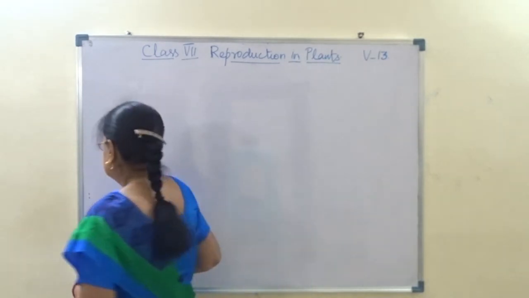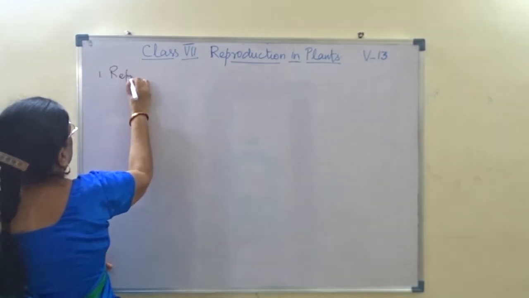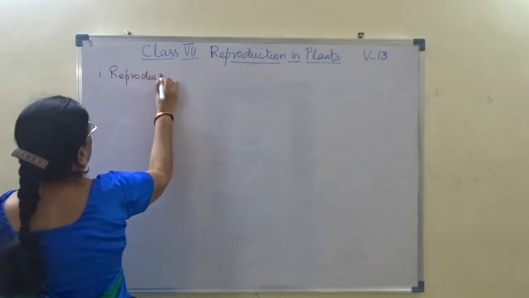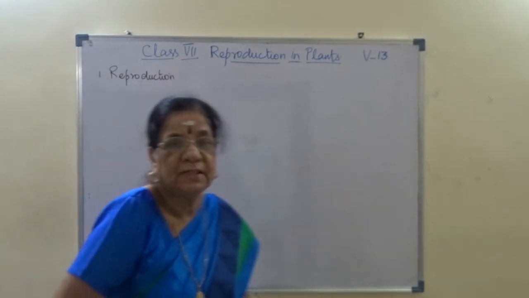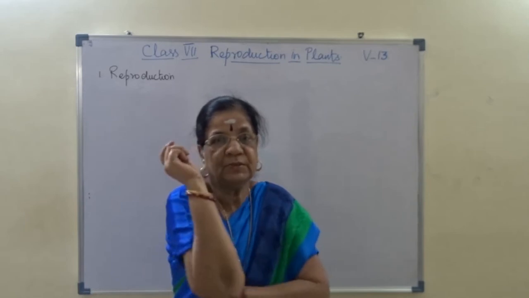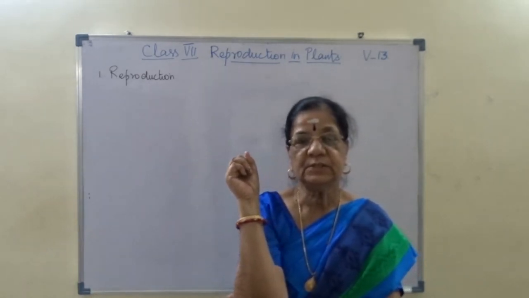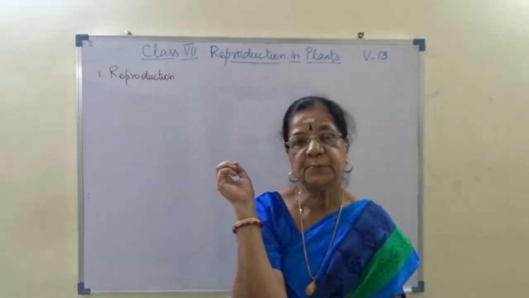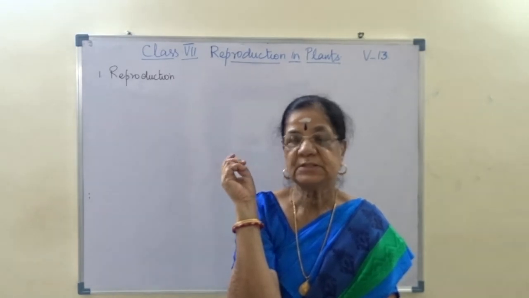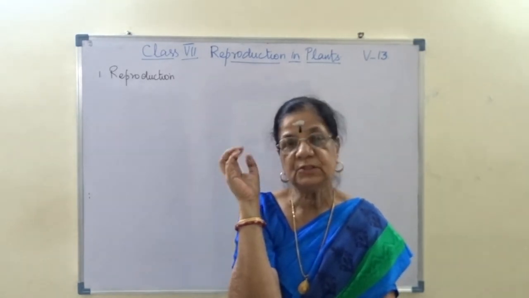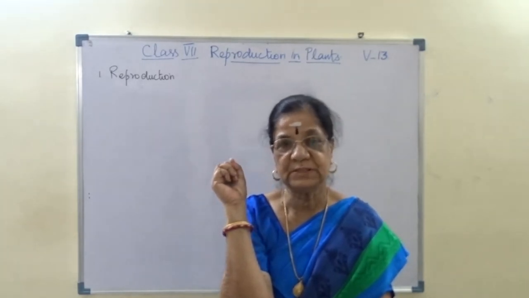Now, first, what is reproduction? We should know the definition. Question, what is reproduction? Reproduction is the continuation of the species or perpetuation of the species. I repeat, reproduction is the continuation of the species or perpetuation of the species.